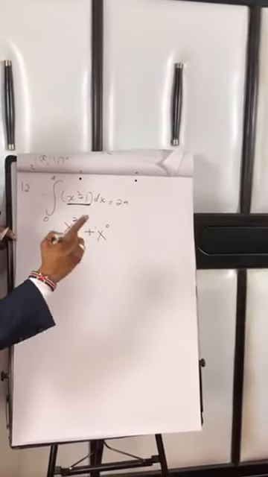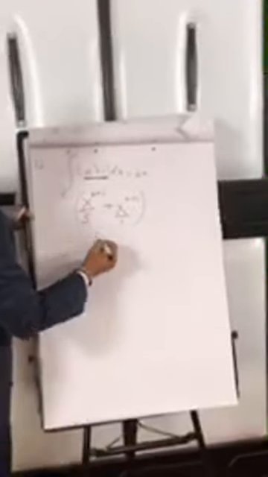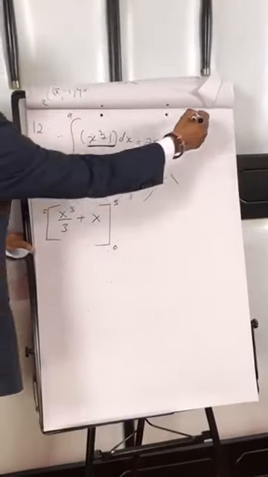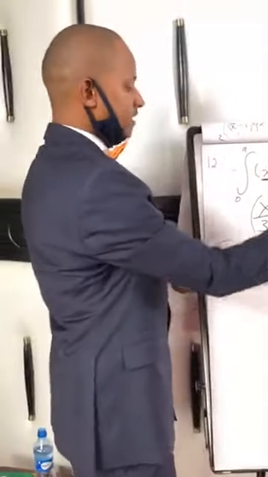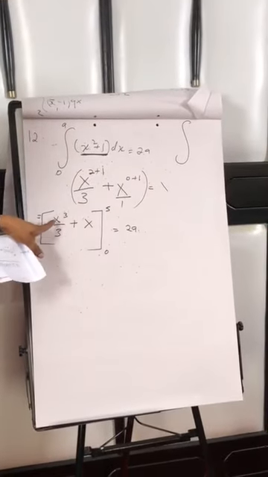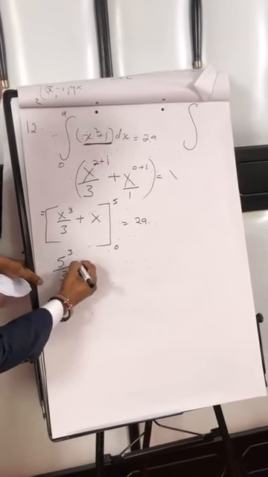I told you any number raised to power 0 is 1, any letter raised to power 0 is 1. So x raised to power 0, plus 1, divided by 1. What do we get here? This is x cubed divided by 3 plus x. After integrating, you don't write the x. You just replace it with the limits. And again, you don't write the integral sign, because you've already integrated it. So this value equals 2a. Again, where there is x, replace with 5. So this becomes 5 cubed, 5 raised to power 3, divided by 3, plus 5.